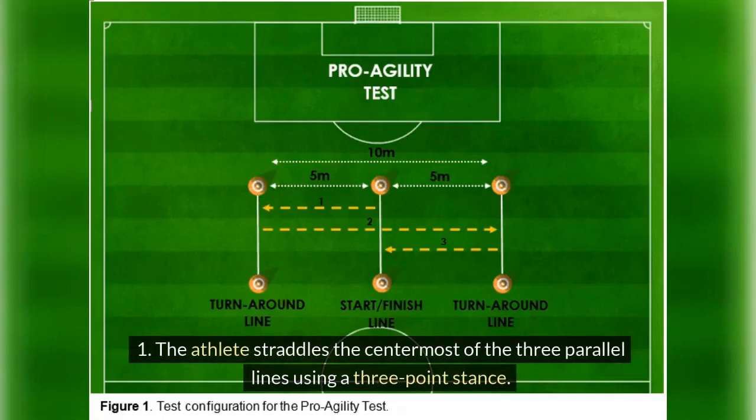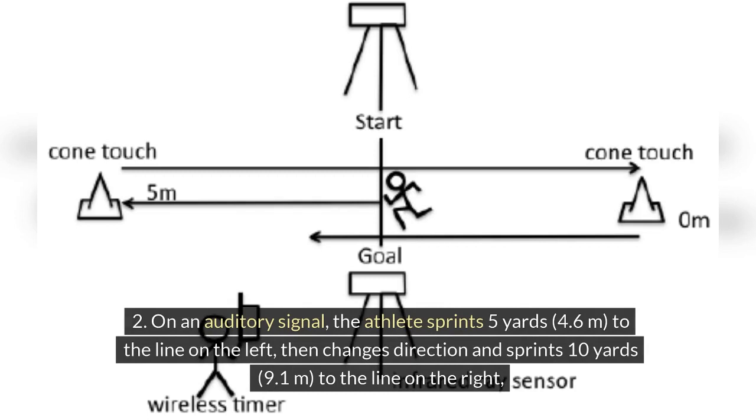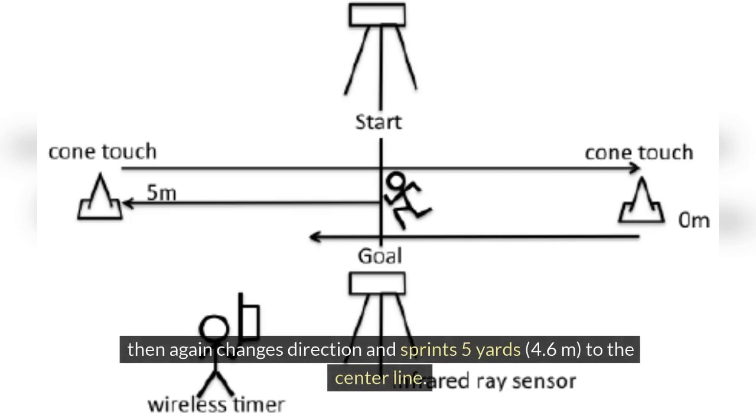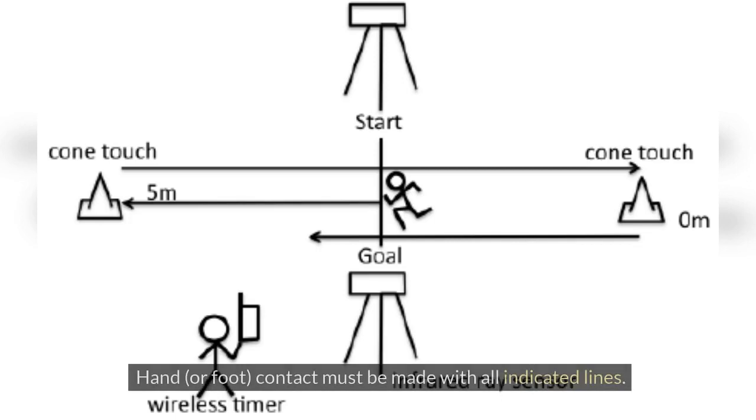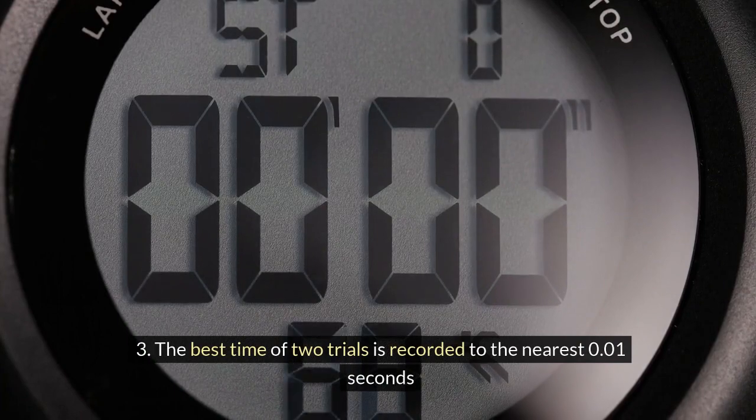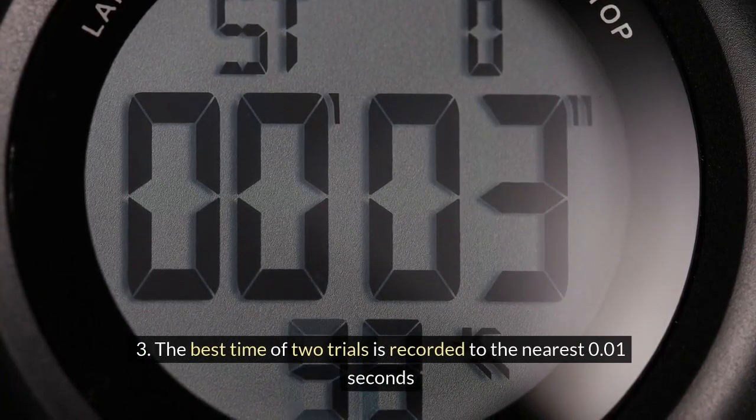Procedure: 1. The athlete straddles the centermost of the 3 parallel lines using a 3-point stance. 2. On an auditory signal, the athlete sprints 5 yards, 4.6 meters, to the line on the left, then changes direction and sprints 10 yards, 9.1 meters, to the line on the right. Then again changes direction and sprints 5 yards, 4.6 meters, to the center line. Hand, or foot, contact must be made with all indicated lines. Note: it is important that this is kept consistent for both trials. 3. The best time of 2 trials is recorded to the nearest 0.01 seconds.